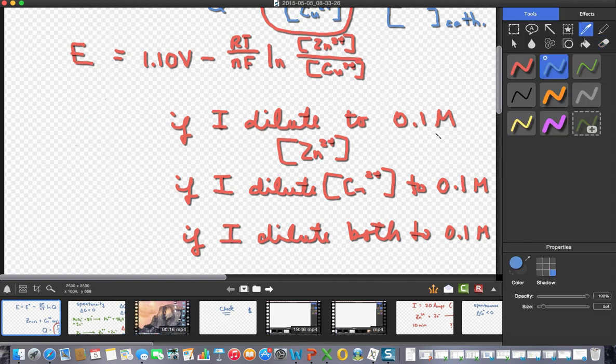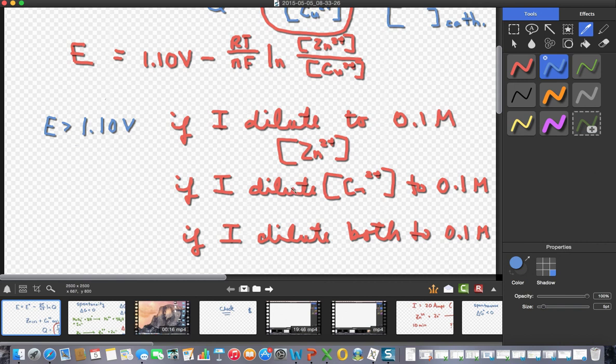So if you dilute zinc to 0.1 molar, this becomes smaller. This will be negative. Negative times a negative is a positive. E is greater than 1.10 volts. Diluting the top is the same as concentrating the bottom. So let's say we left zinc at 1 molar, but we concentrate copper to 2 molar. It's still going to be a fraction that's less than 1. The log will be negative. E will be greater than 1.10 volts. Okay, let's look at the next scenario.